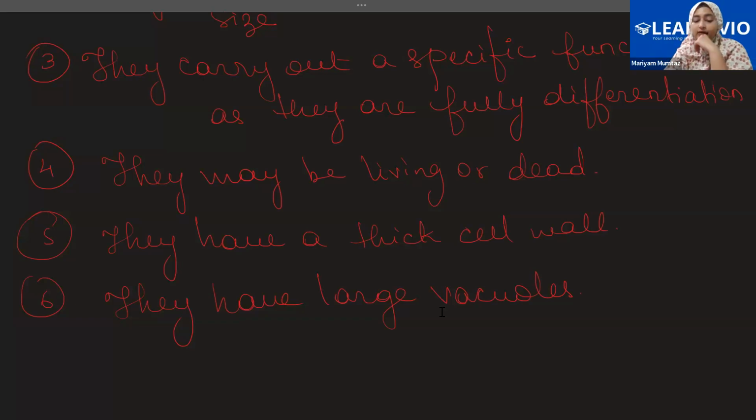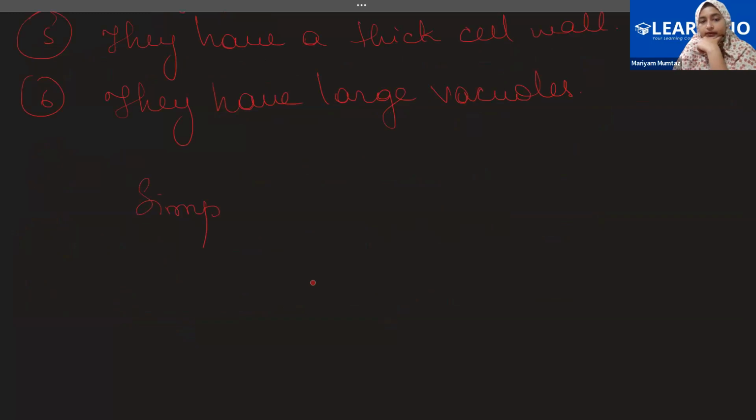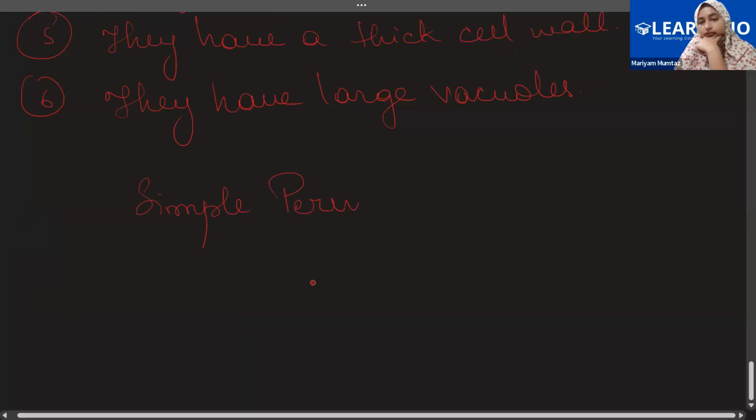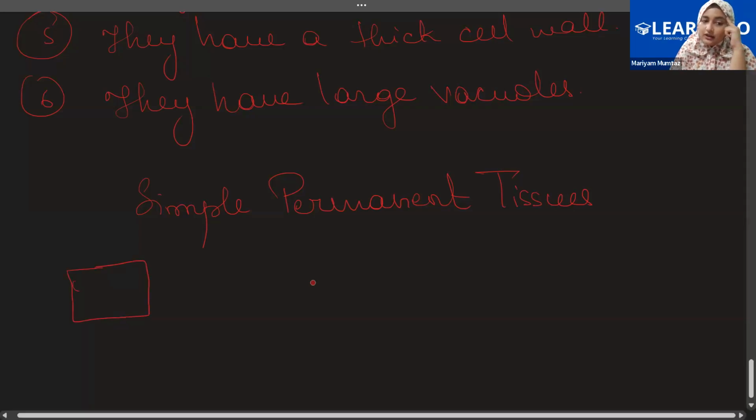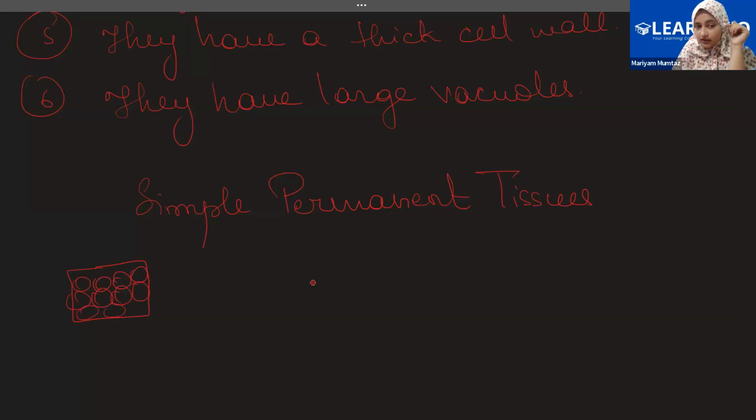All right. So now talking about the first type of this permanent tissue, we have simple permanent tissue. Now, as I told you in the previous class, simple permanent tissues are those tissues that are made up of just one kind of cell. For example, one tissue is a group of cells. When multiple cells come together, they form the tissue. Now, this drawing that you're seeing right here, and I'll draw another one.